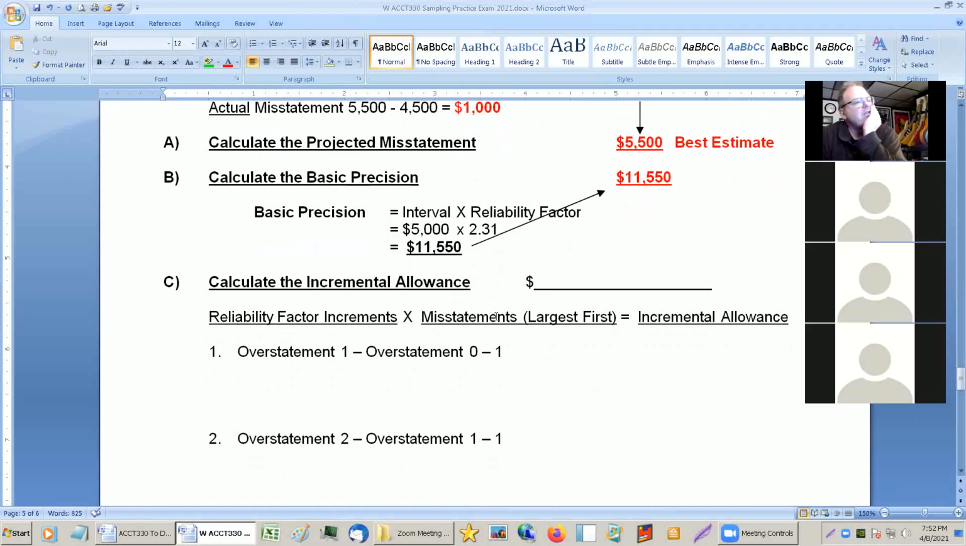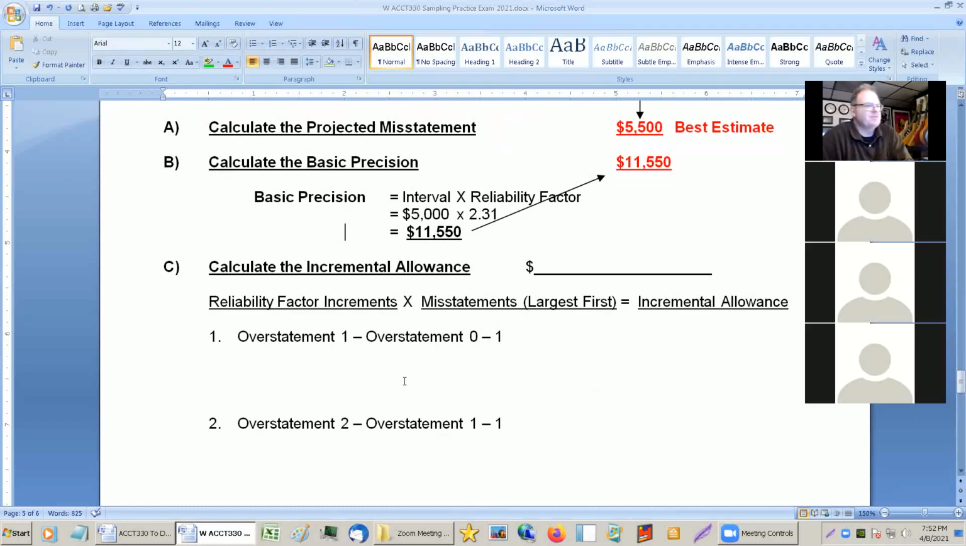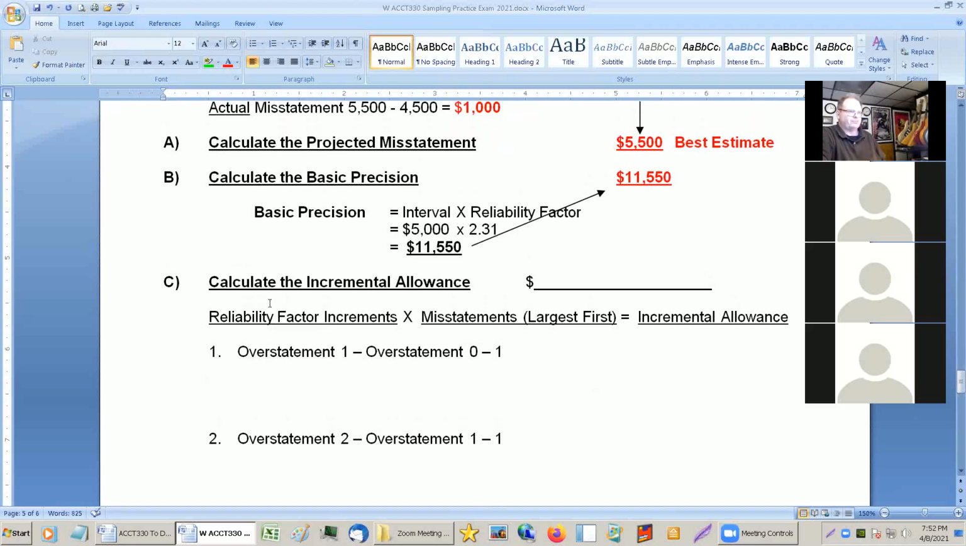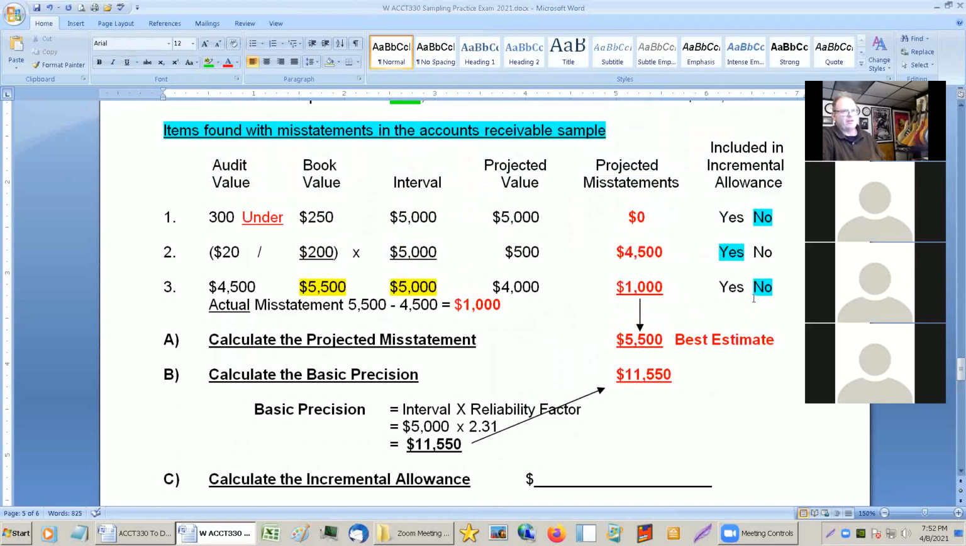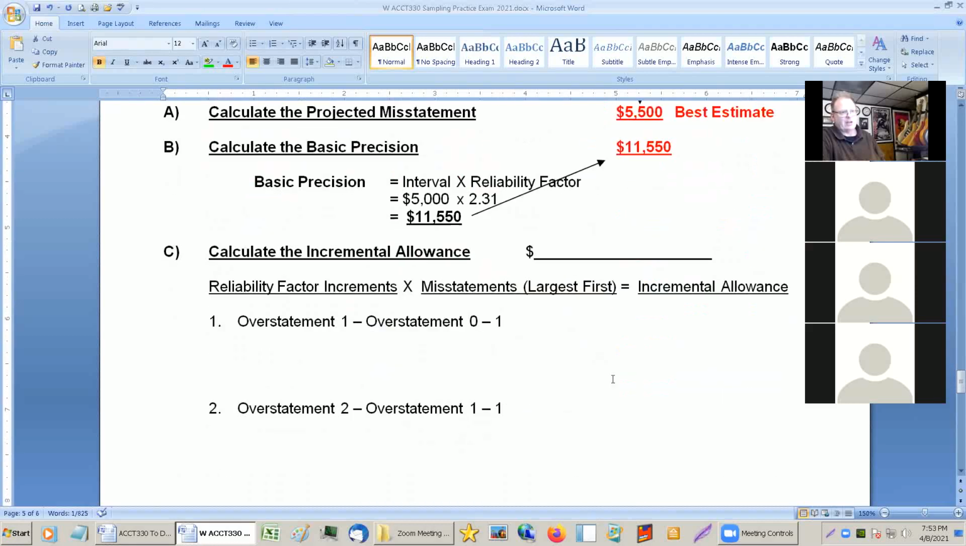And now for the worst of this method. Someday I'm going to make an incremental table. We have to find the reliability increments times the misstatements, largest first. Now we only have one that we're going to need for it, the table, and that's this one. This one's not a misstatement at all, and this one is not incremental. It covers the entire interval.